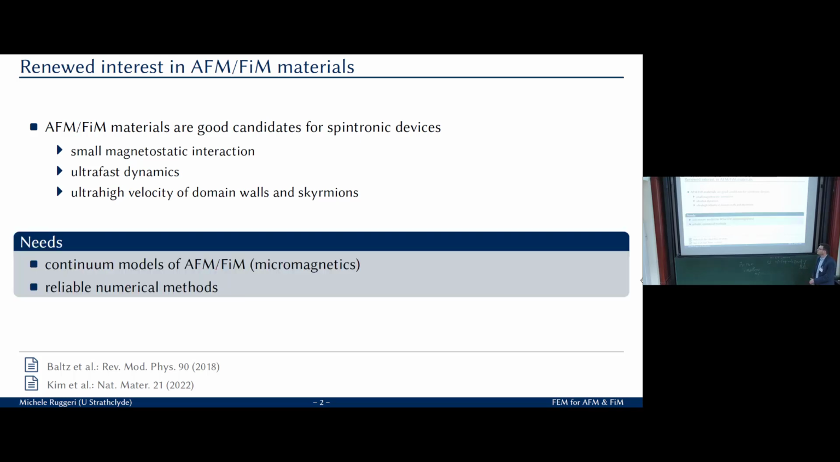For this reason, there is interest in deriving continuum models in the spirit of micromagnetics also for these classes of materials. And of course, there is the need of reliable numerical schemes to perform numerical simulations, because maybe you can do atomistic simulations, but then this will put a strong restriction on the size of the sample that you can simulate because of the limit posed by the computational resources that you have. Okay, and this will be the focus of my talk, essentially.